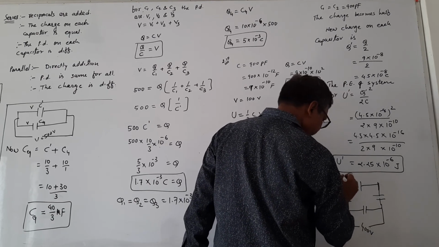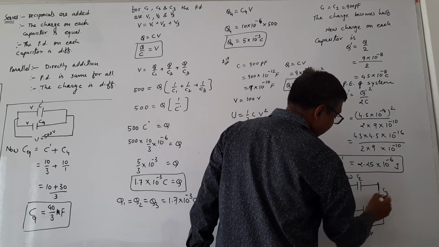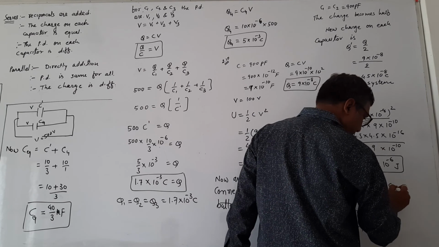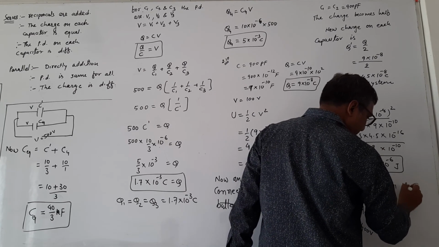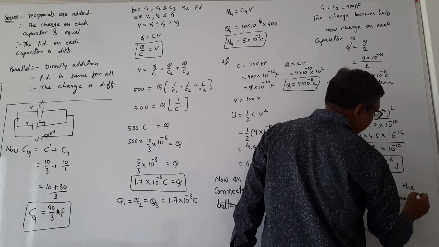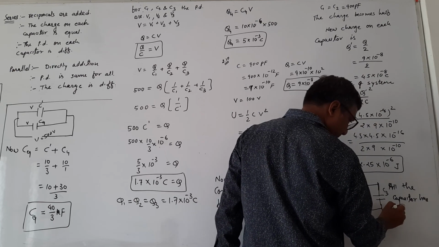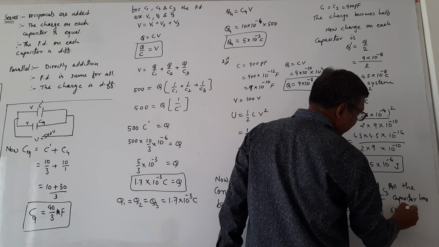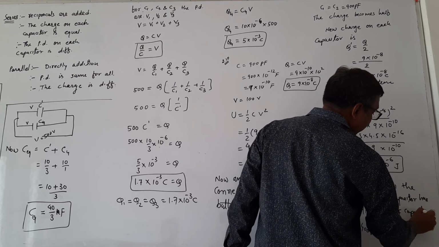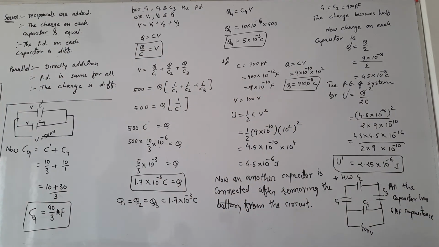C1, C2, C3, C4. So here all the capacitances and 6 microfarad capacitance. You have to find out the equivalent capacitance and also the charges on each capacitor. Okay? Try yourself. Thank you very much.